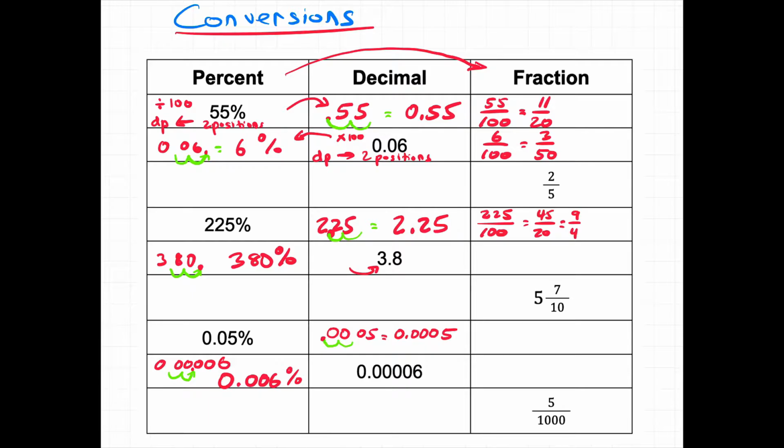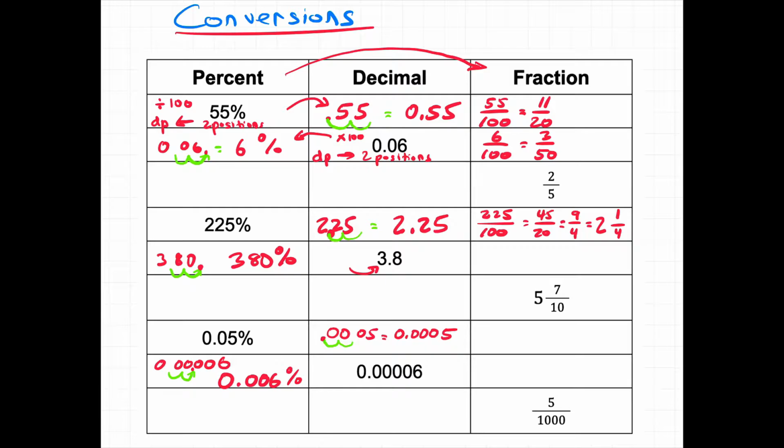Now, this is an improper fraction in simplest form, but if we were asked to put that into a mixed number, we would see how many times 4 can divide into 9, and that's 2 times. Our denominator is still going to be 4. 4 times 2 is 8, and 9 minus 8 is 1. So the mixed number that represents 225% is 2 1/4.